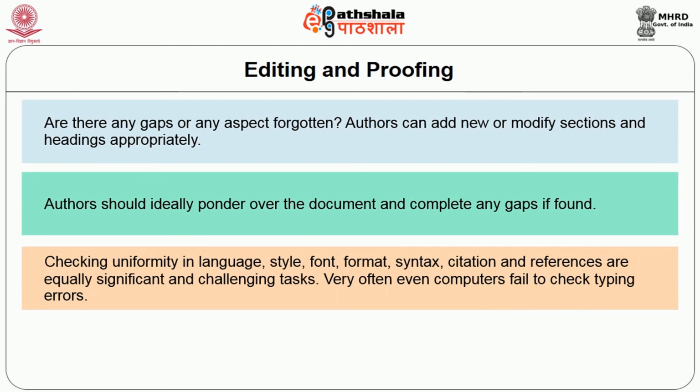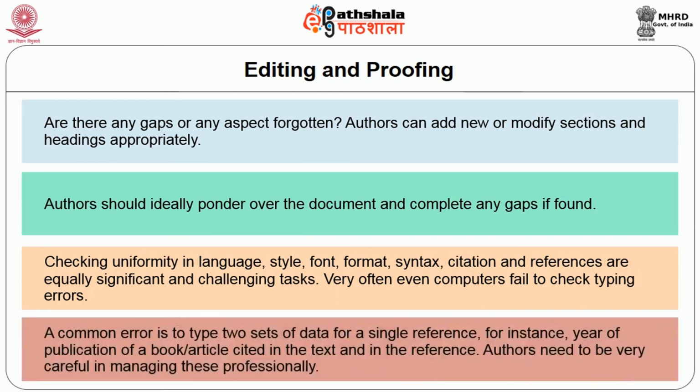Very often, even computers fail to check some typing errors. A common error is to type two sets of data for a single reference. For instance, the year and publication of a book and article cited in the text and in the reference. Authors need to be very careful in managing these professionally.